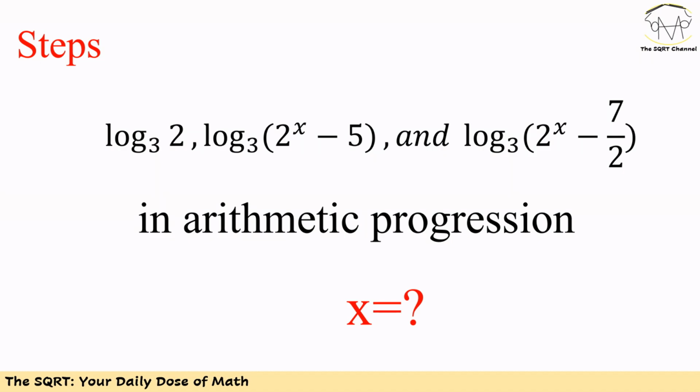To wrap up, let's summarize what we've done to solve this problem. We had 3 terms in arithmetic progression. Since these terms are in arithmetic progression, then the difference between the second term and the first term is equal to the difference between the third term and the second term. We use this notation to simplify the equation and find the final answer.